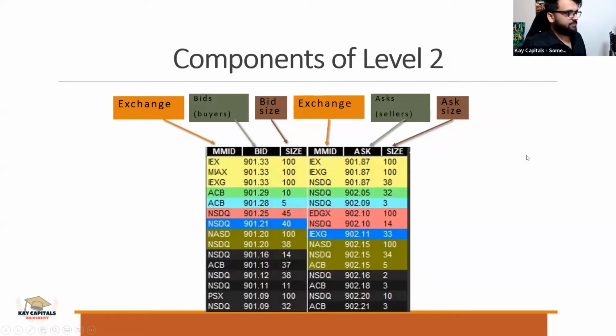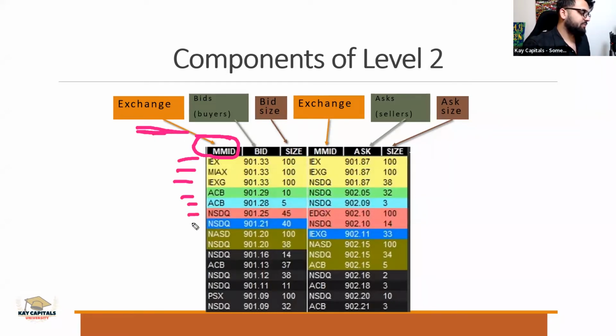So what are the components of level 2? The first one is exchange. Unless you play around with how it looks, every single platform that you use will have almost the same. You'll have exchange. These are different exchanges. And then you'll have the bids.